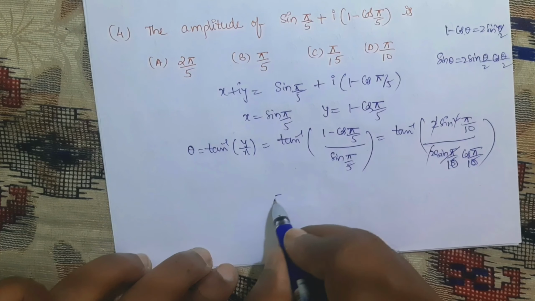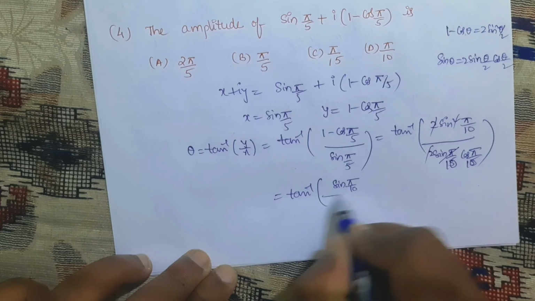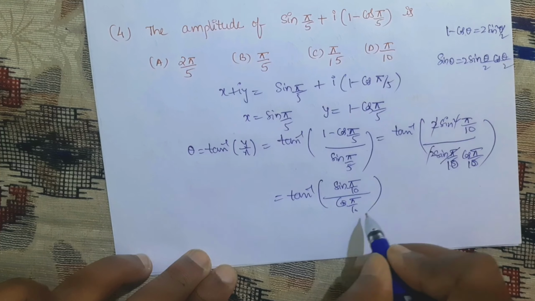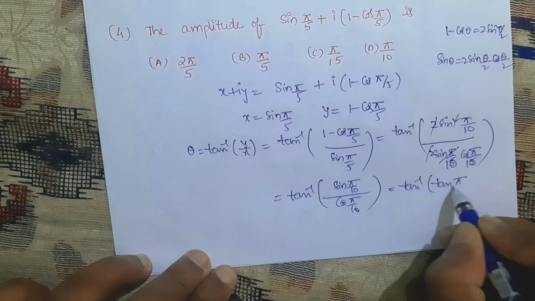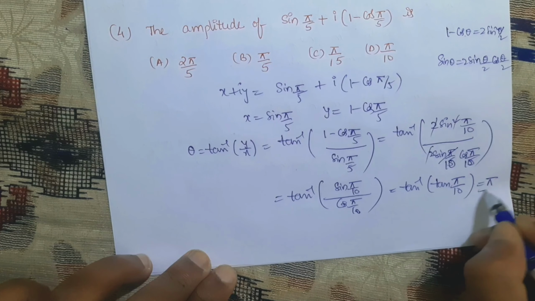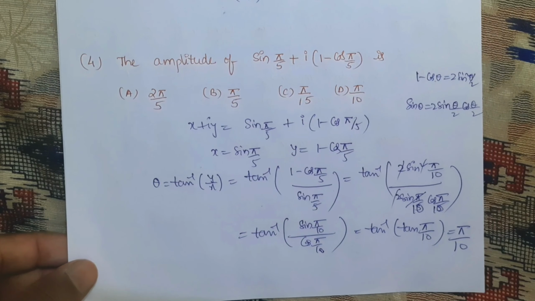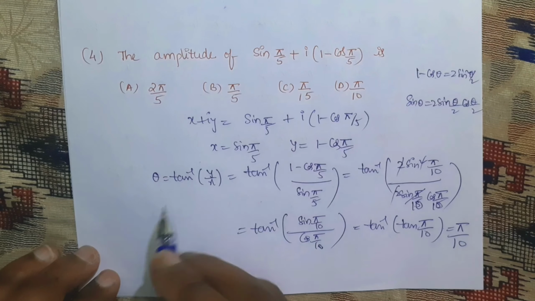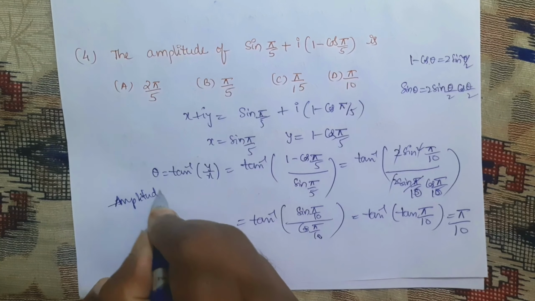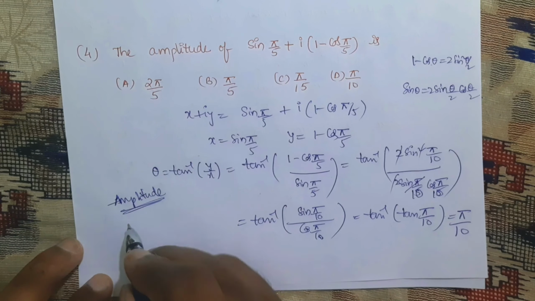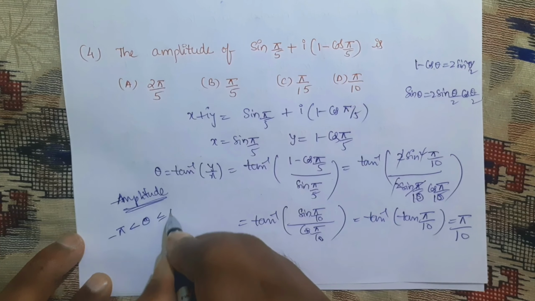Now here what we have got is finally tan inverse of sine pi by 10 divided by cos pi by 10. We know that sine by cos is nothing but tan. Then tan inverse and tan will get cancelled. So our required amplitude is nothing but the angle, pi by 10. So watch it carefully. Amplitude is nothing but the theta only. We will call it amplitude, and the range you need to identify is that theta should be greater than minus pi but less than or equal to pi.